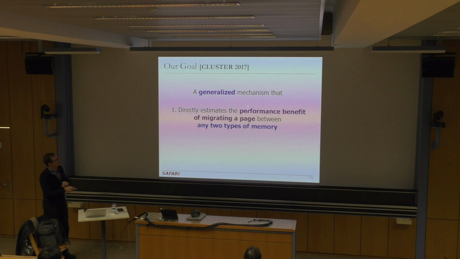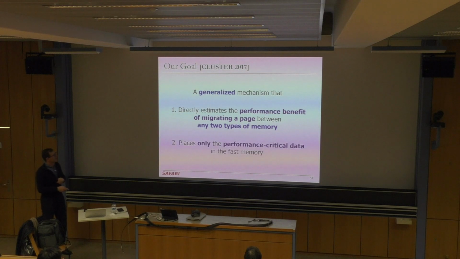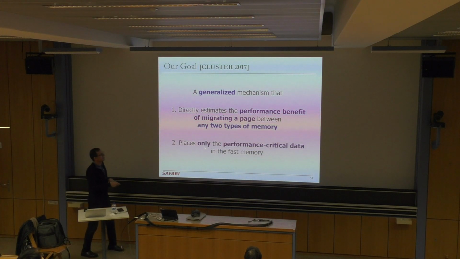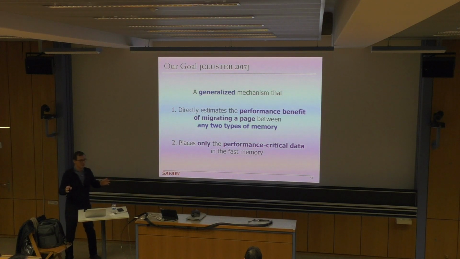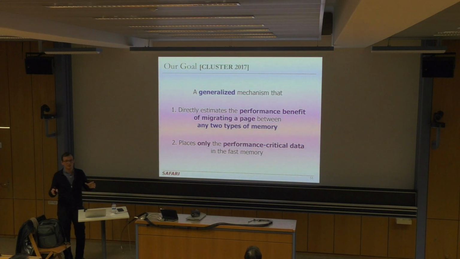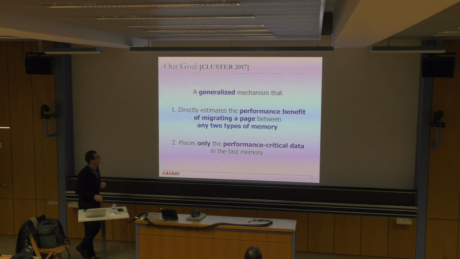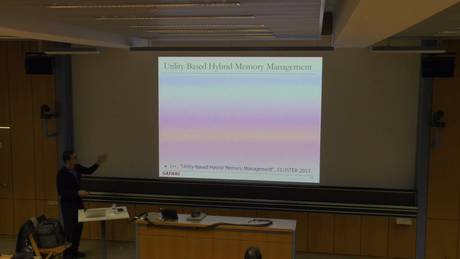The goal is to directly estimate the performance benefit of migrating a page between any 2 types of main memory, and to place only the performance critical data in the fast memory. So performance critical means the data that will reduce the execution time the most if you migrated it to the fast memory. And there's a mechanism for this.